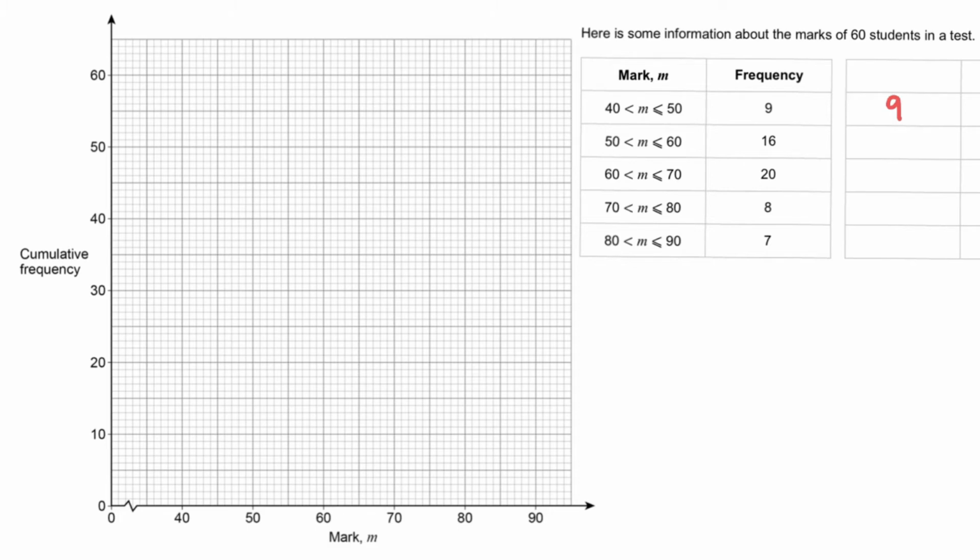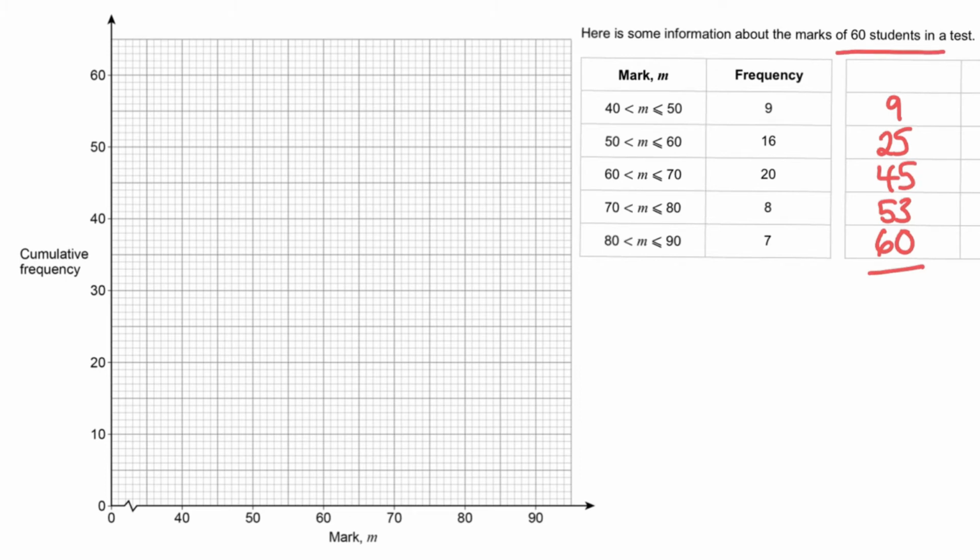Then we're going to add the 16 to make 25. Then after the next range, we've had 45 students. After the next range, we've got 53, and after the last range, we've got 60. So this number at the bottom should be the total number of students that took part in the test.